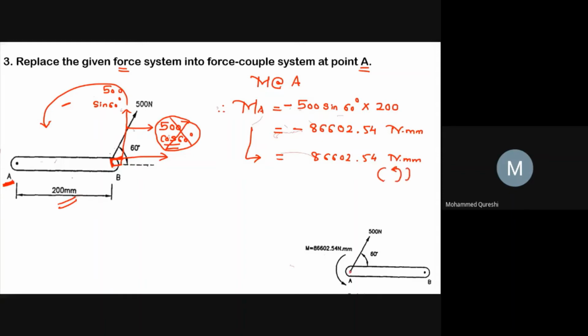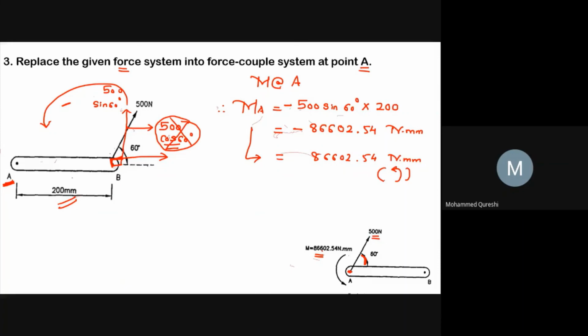So here is your point A, and point A consists of 500 Newton making an angle 60 degree, and the moment is 86602.54 Newton into mm. So this way you have to replace the given force system into force couple system.